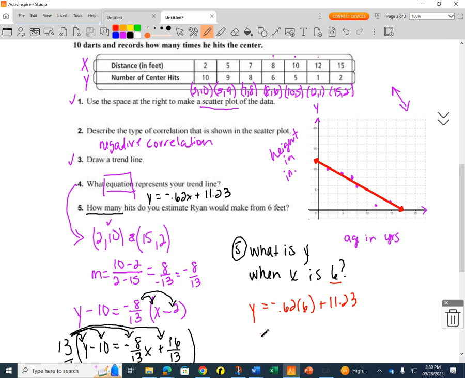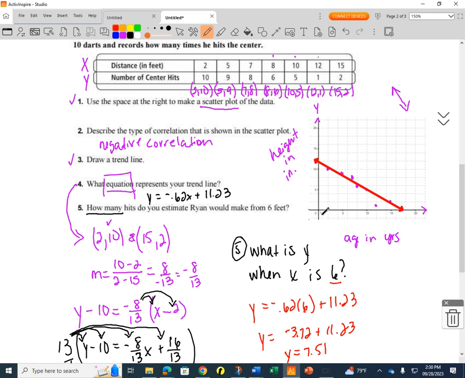So let's use our calculator. Negative 0.62 times 6. It's negative 3.72 plus 11.23. So when he's 6 foot away, we'd expect for him to hit the center about 7.51 times. So on average, about 7.5 or 8 times.